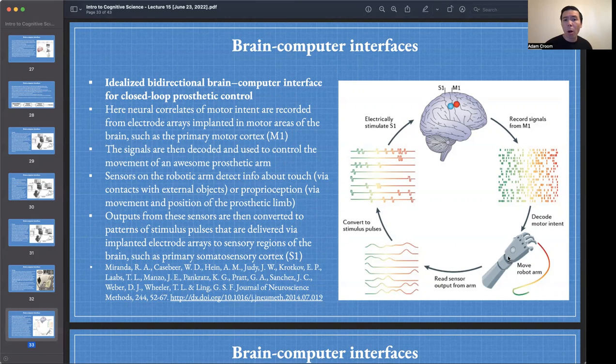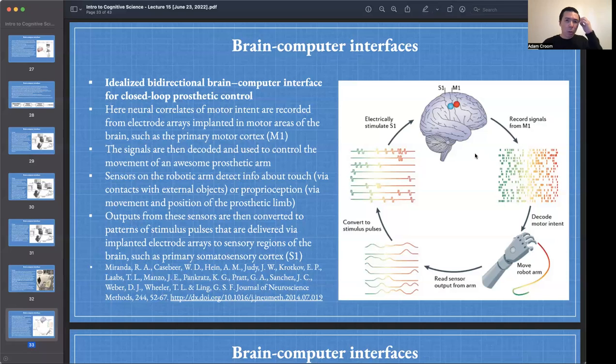Sensors on the robotic arm detect info about touch via contacts with external objects or proprioception via movement and position of the prosthetic arm. Outputs from these sensors are then converted to patterns of stimulus pulses that are delivered via implanted electroarrays to sensory regions of the brain, such as primary somatosensory cortex.